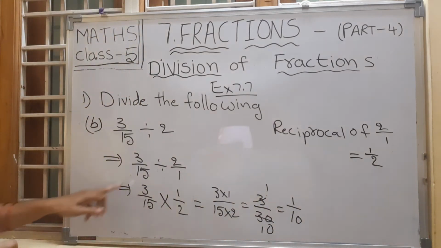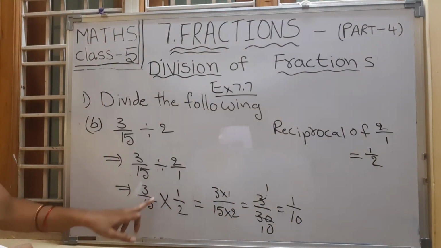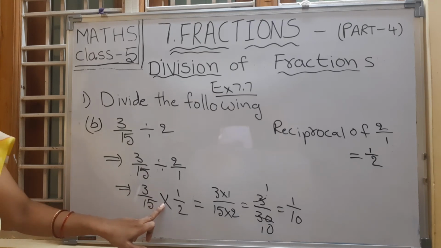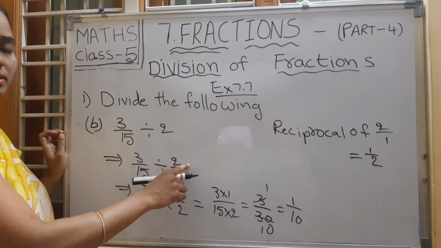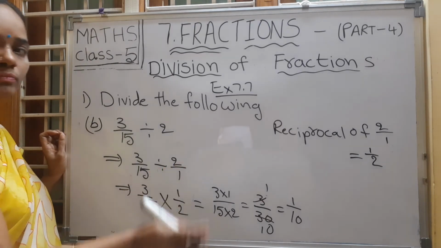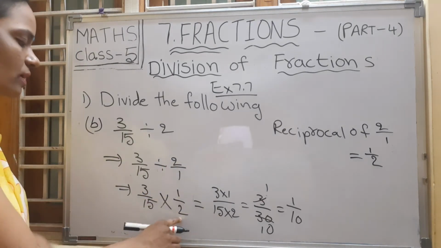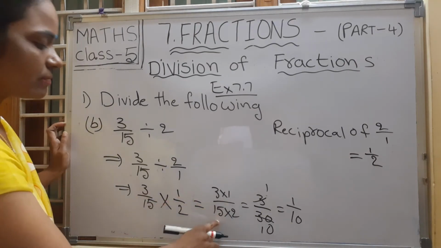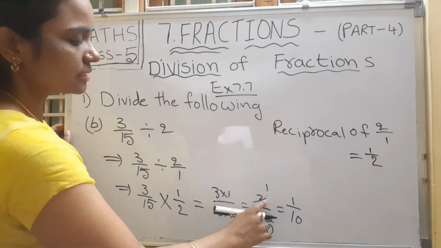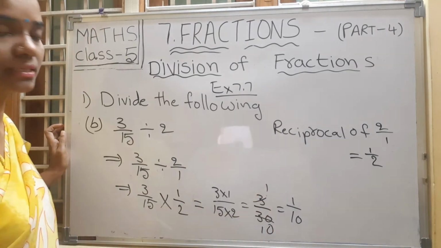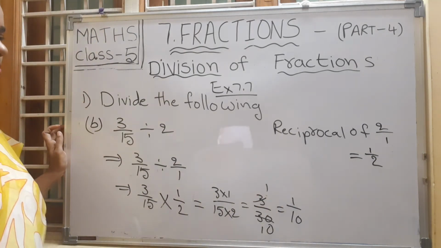Okay children? 3 by 15 into, take the reciprocal of the second fraction. What is reciprocal of second fraction? It is 2 by 1. Reciprocal means take reverse. 1 by 2. So finally 3 into 1 by 15 into 2. So 3 ones are 3, 15 twos are 30. 3 ones are 3, 3 tens are 30. So 1 by 10 is the answer. Note it down children.